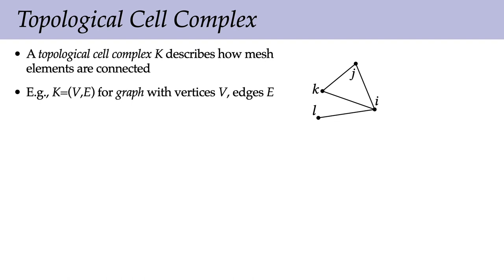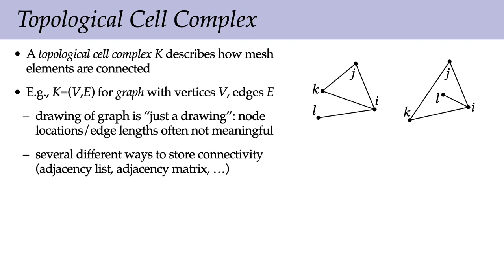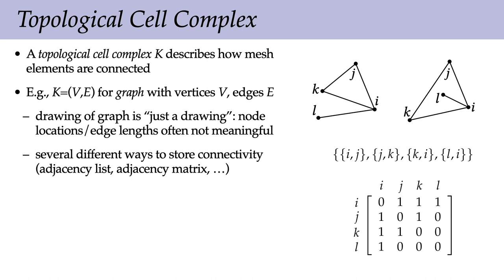One thing that's really, really important when we talk about topological cell complexes is that the drawings that we see are really just drawings. Right? For a graph, I could put the nodes in different places, I could make the edges longer or shorter, but this really isn't changing the graph, it's just a different way of depicting it. We also know that there are several different ways we could store or encode the connectivity of this graph. We could store an adjacency list, we could store an adjacency matrix, and so on. Right? So the type of complex we're working with isn't strictly tied to the data structure we use to represent it.